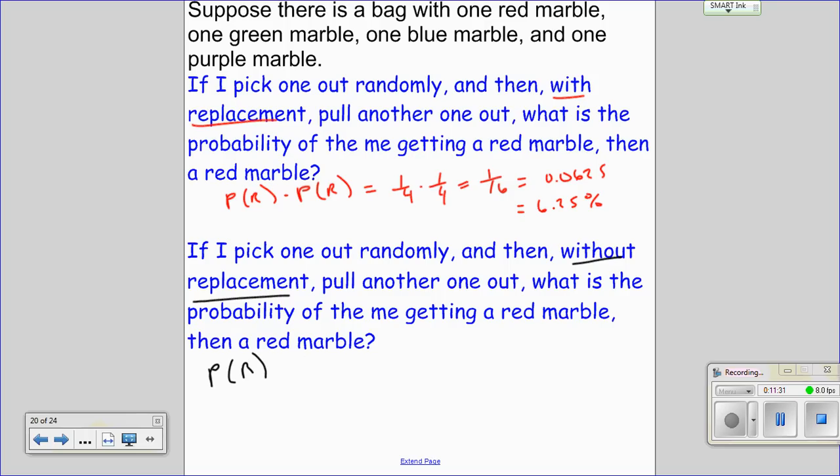Probability of getting a red times the probability of getting a red. So the first probability is 1 out of 4. But if you don't put it back, it goes down to 3 in your denominator. But there's only one red in the bag. So if you've already picked that one red, that means it'd be 0 out of 3 next. So 1 times 0 is 0. So you have a 0% chance of picking one red and then another red. You can't do that. There's only one red in the bag.